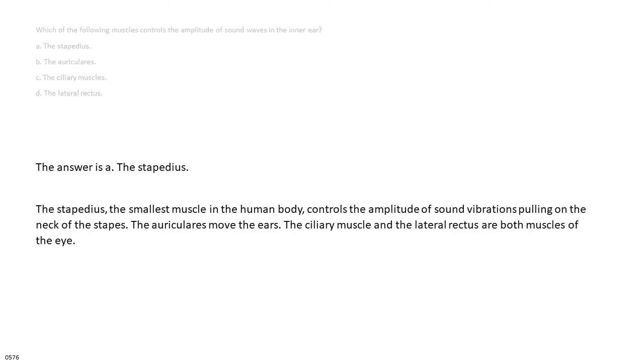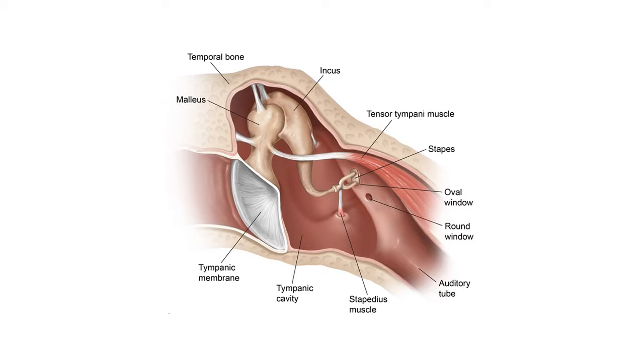The answer is A. The stapedius. The stapedius, the smallest muscle in the human body, controls the amplitude of sound vibrations by pulling on the neck of the stapes. The auriculares move the ears. The ciliary muscle and the lateral rectus are both muscles of the eye.